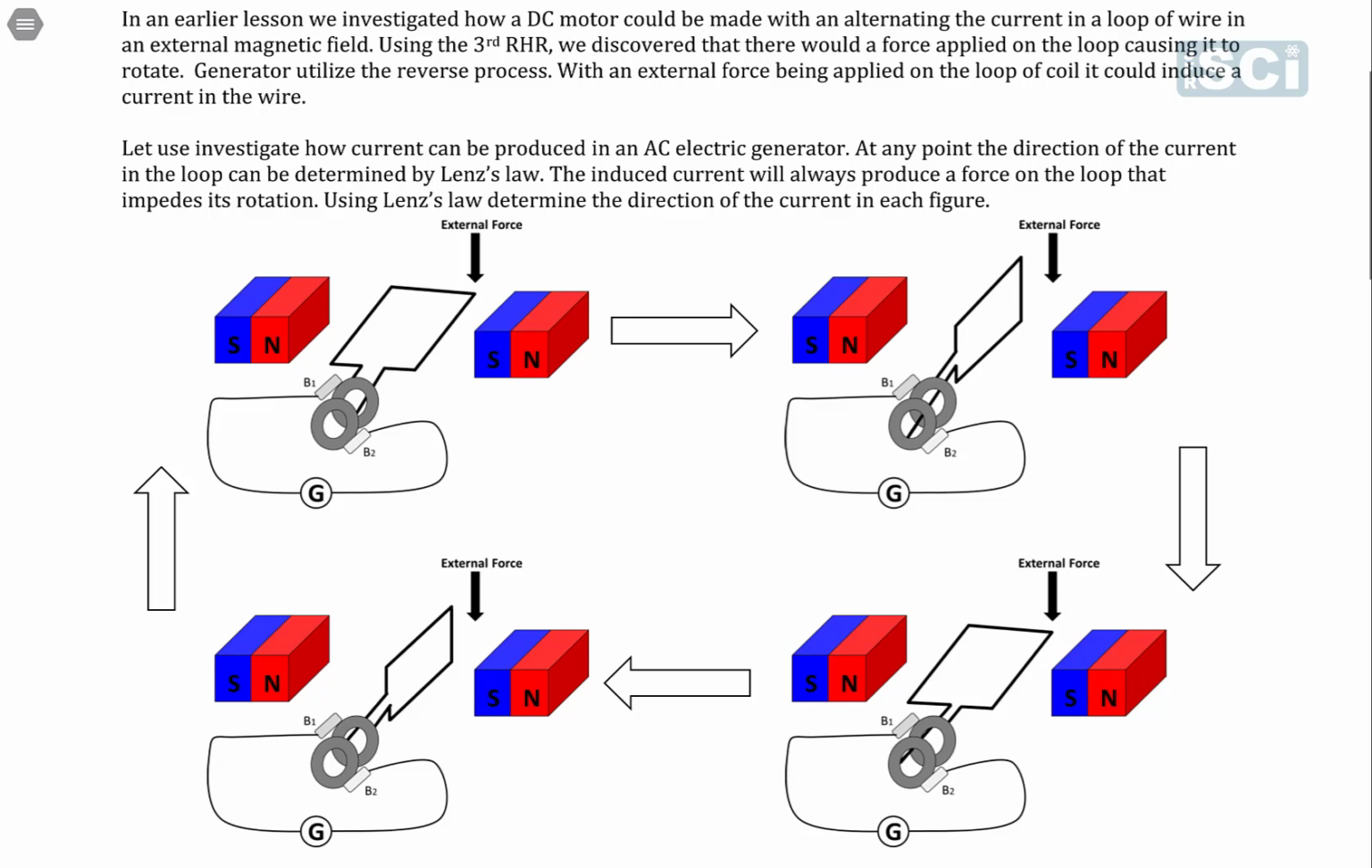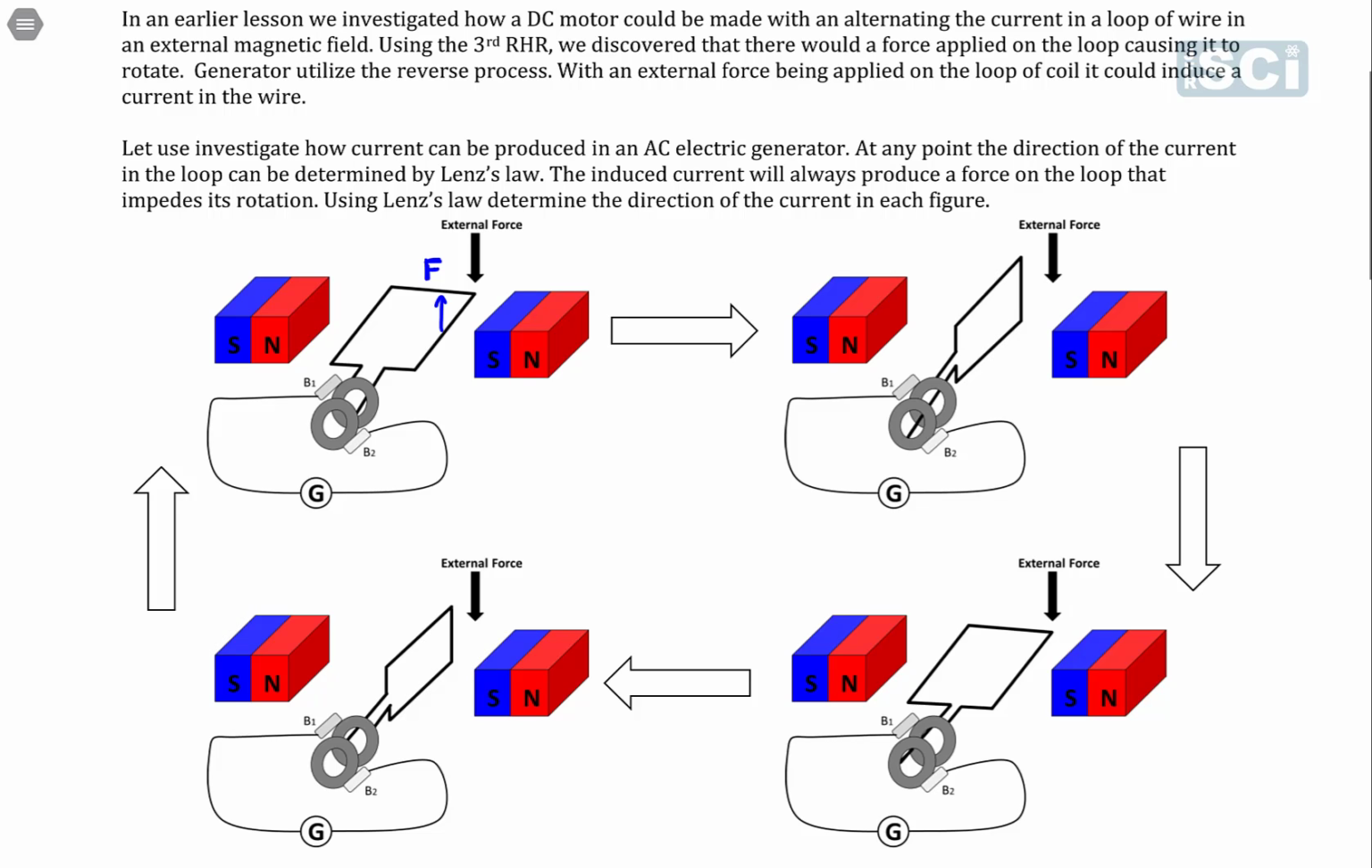And for it, we have to remember Lenz's law. So Lenz's law says that it wants to apply a force to impede the motion. So in this case here, if I have an external force being applied downwards on this wire, the wire wants to apply a force upwards on that part of the wire to impede this motion. So it wants to stop that motion.